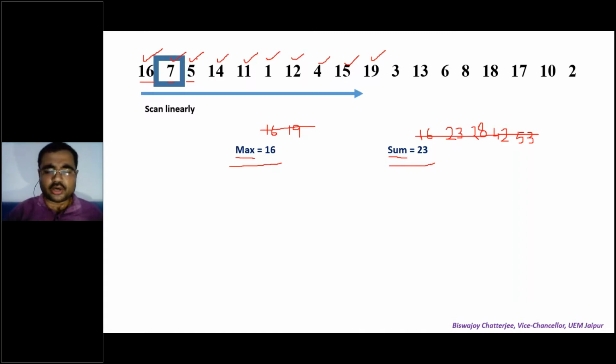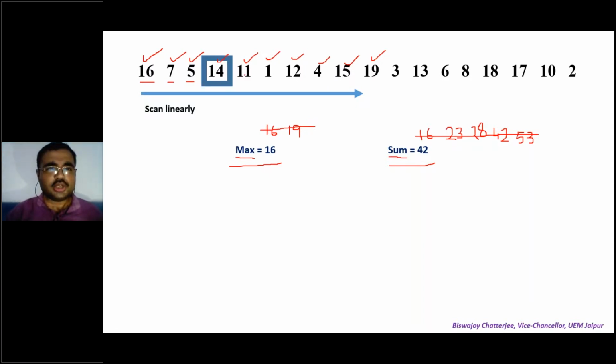Next you scan 5. So max is 16 still, because out of 16 and 5, 16 is bigger. Sum is 28. Next you scan 14. Max is 16, sum is 28 plus 14, 42. Next 11, so max will remain 16, sum will become 42 plus 11, which is 53.